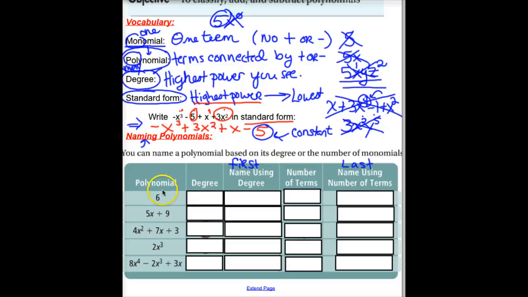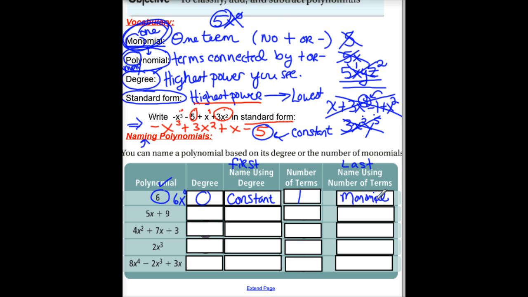So let's talk about the number 6. Technically, if I wanted to see the variable, I'd say 6x to the 0. So its degree is actually 0, and its name based on that degree is a constant. I already told you that. It's only one term, and a one-term polynomial is called a monomial. So we would call it a constant monomial. That would be its name.